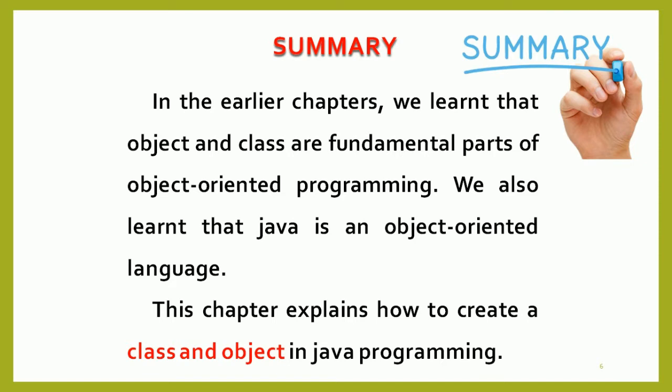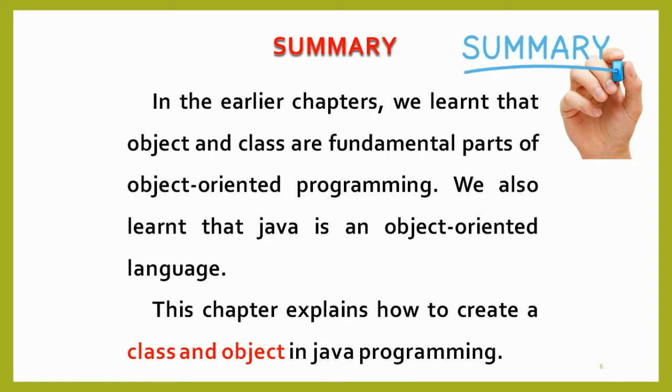In this chapter as well as in earlier chapters we learn that objects and classes are the fundamental parts of object oriented programming. There are two types of programming languages. First one is structured programming and the second one is object oriented programming, right? So based on object oriented programming we learn Java, right? So classes and objects, those two are the fundamental parts of object oriented programming. We also learn that Java is an object oriented language, as we discussed in chapter number 7.